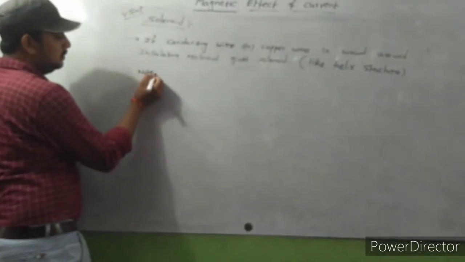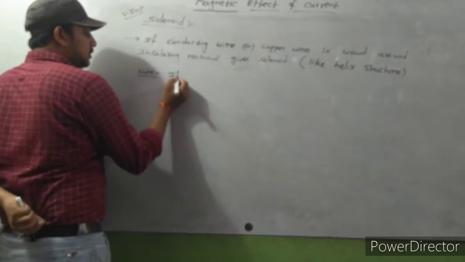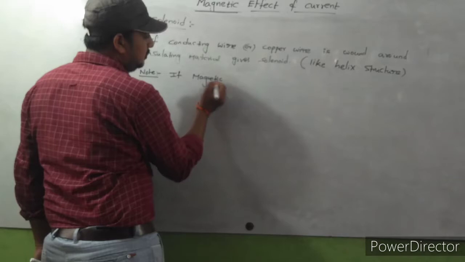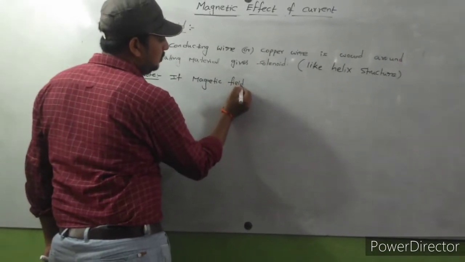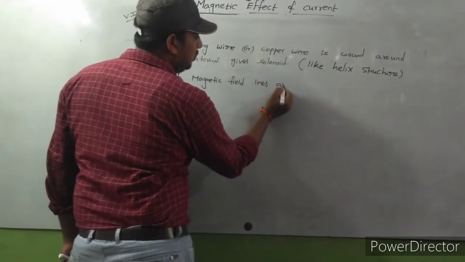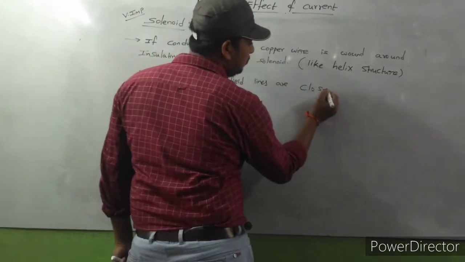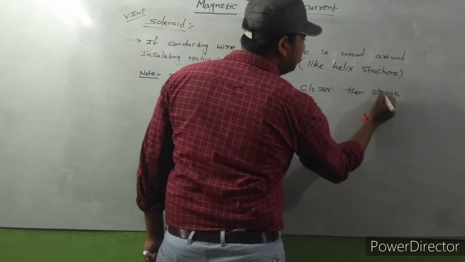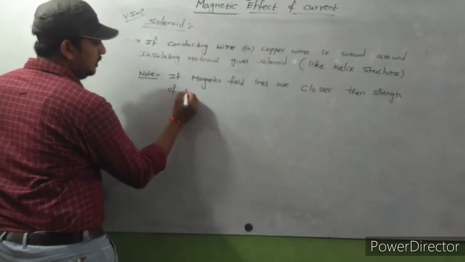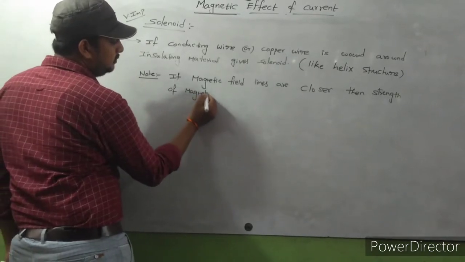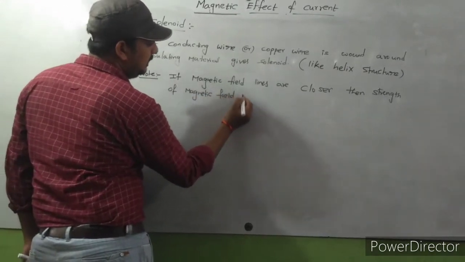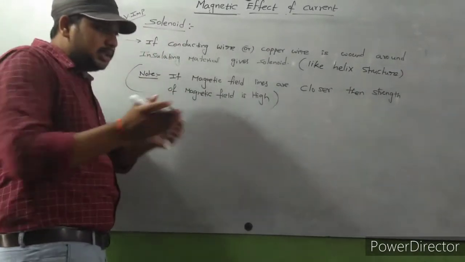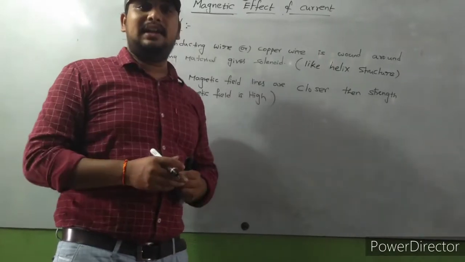Note, if magnetic field lines are closer, then the strength of the magnetic field is high. If magnetic field lines are closer, then the strength of the magnetic field is high.